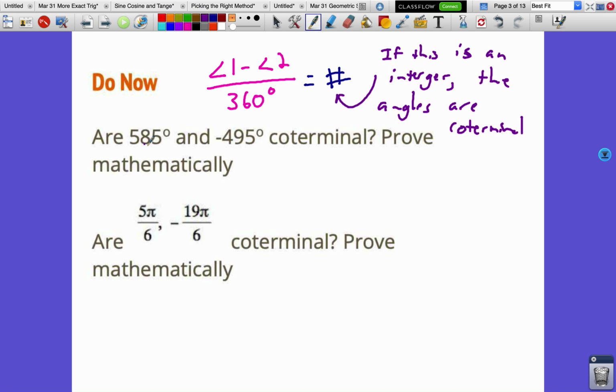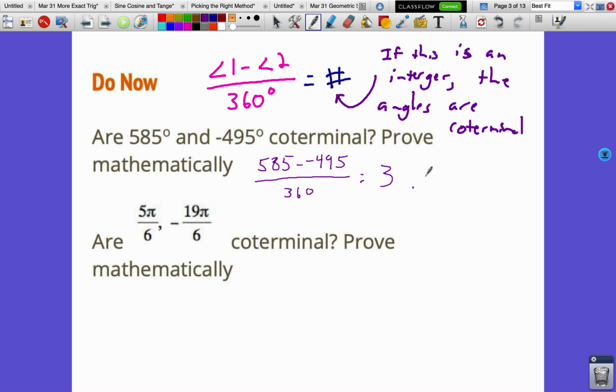And it actually doesn't matter which order you do it in. I'm going to do the bigger minus the smaller. 585 minus a negative 495. Let's see what that is. So 585 plus 495 equals 1080. I'm going to divide that by 360, and I get exactly 3.